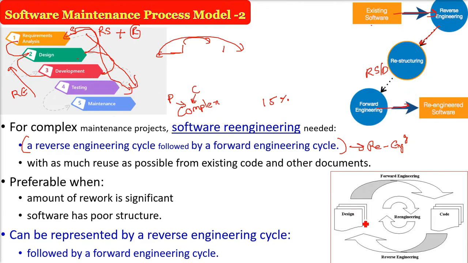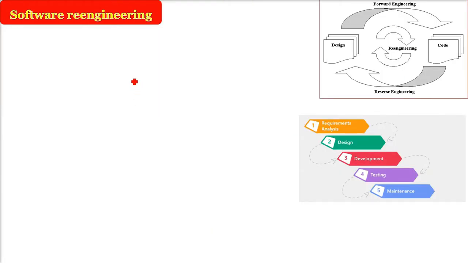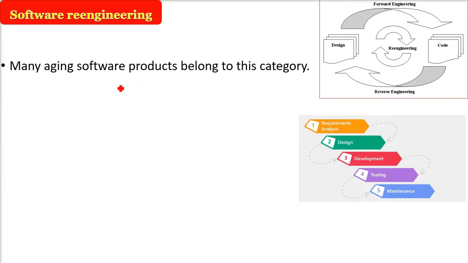Here also you see code to design and design to code. First you start with code, go to design, that is reverse engineering. Then again from design to code, that is forward engineering. This whole process is re-engineering. Software re-engineering is needed because many software products need a lot of maintenance. They are aging software.